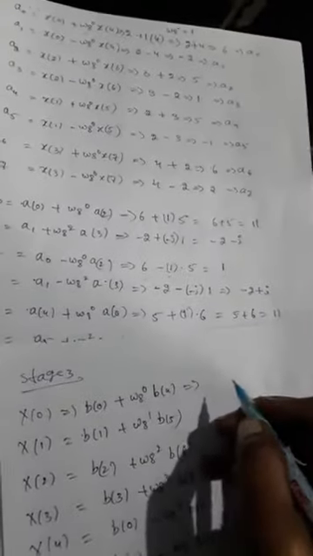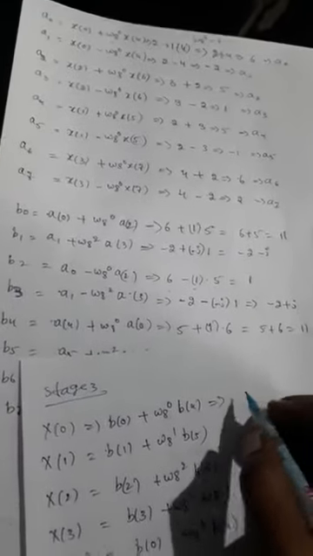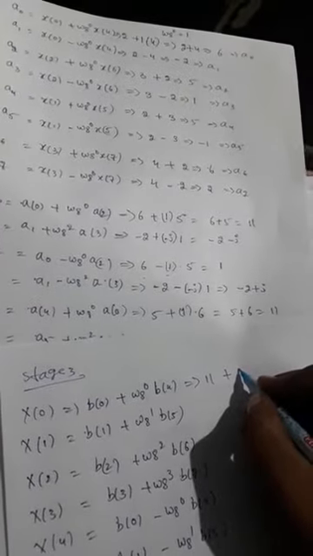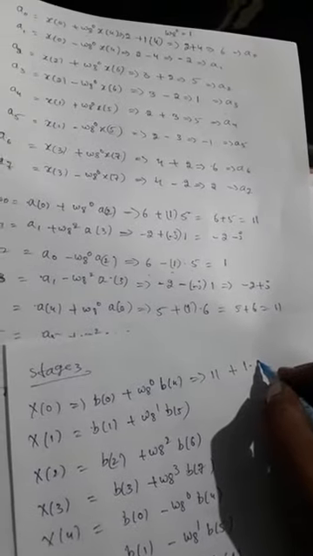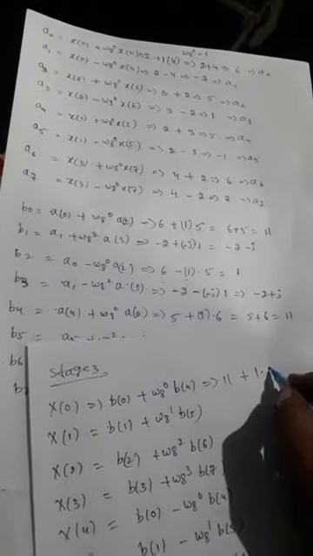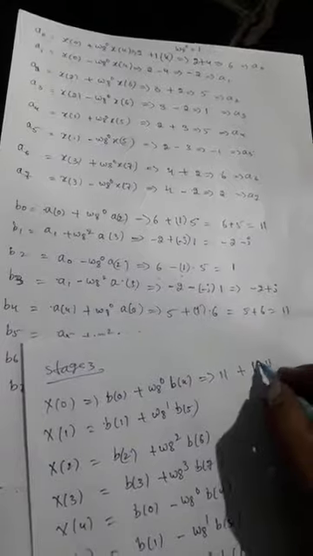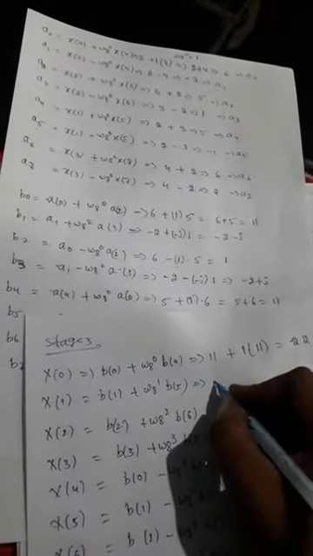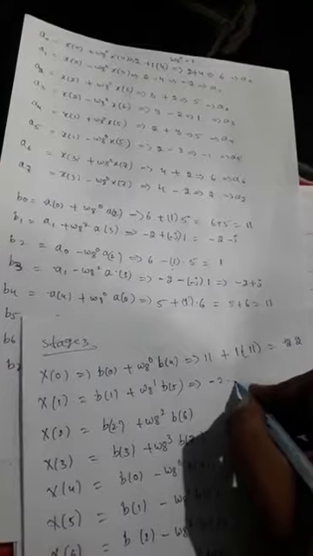Okay. See here. First one is b0. b0 is 11 plus w 8 to the power of 0, whose value is 1, into b of 4. b of 4 value is 11. Okay. Totally 11 plus 11, 22. Similarly, b of 1. b of 1 is minus 2 minus j.